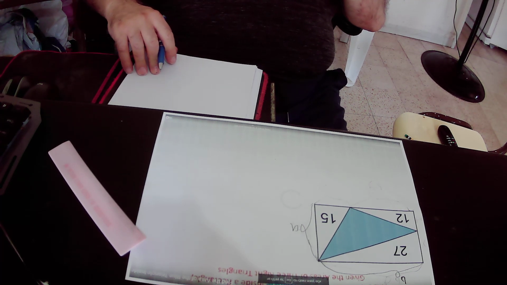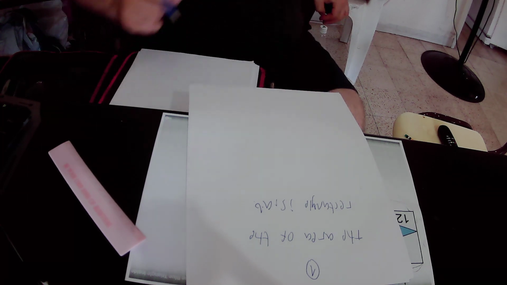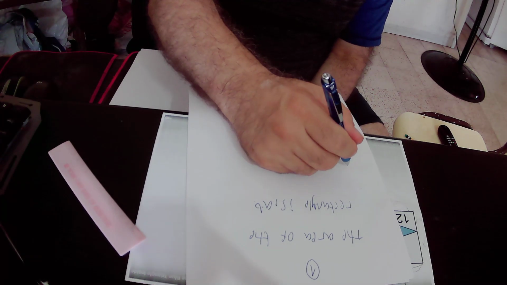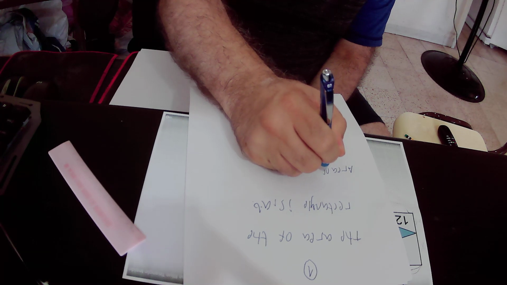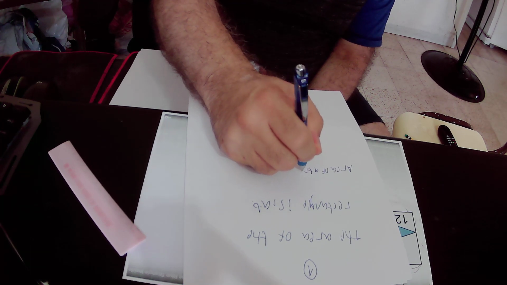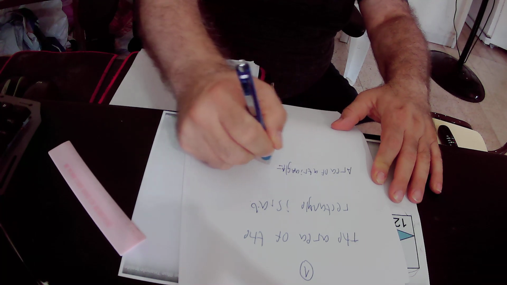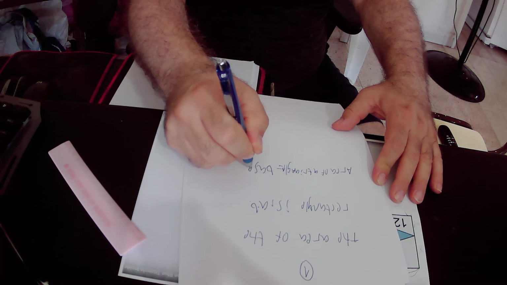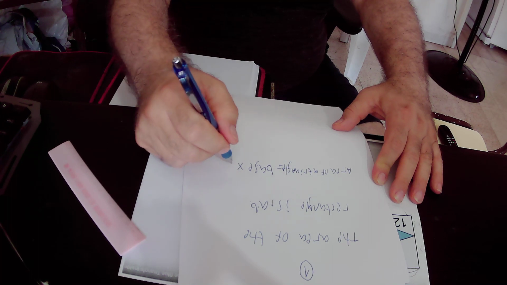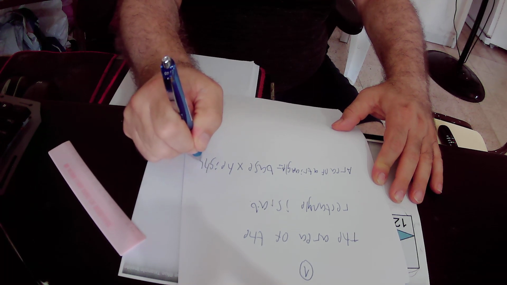So in general, the area of a triangle, let's call it, okay, I write: area of a triangle equals its base, the base of the triangle, times the height to the base, all divided by 2.